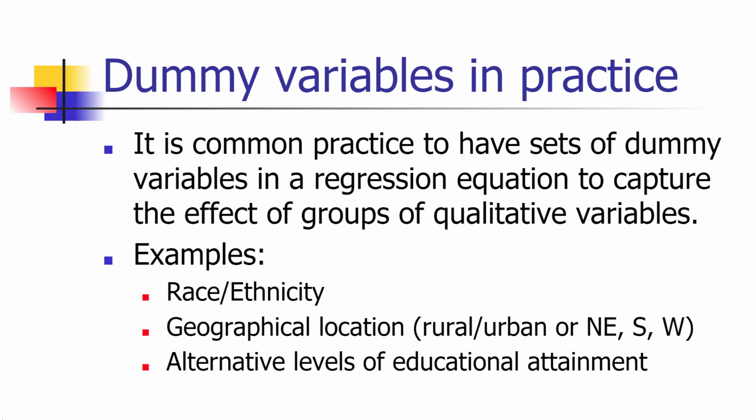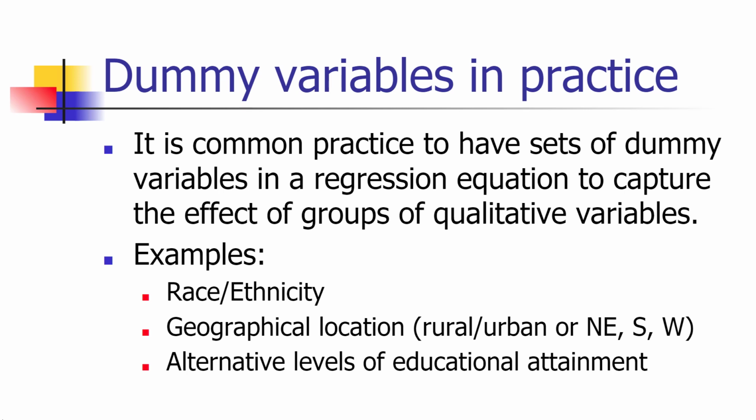Similarly, if we have different geographical regions, such as rural or urban, or northeast, south, west, and so on, and similarly for alternative levels of educational attainment, where we might have people who did not complete high school, people with a high school degree, people with an associate's degree, people with a bachelor's, a master's, PhD, or other alternative levels of educational attainment. In each of these cases, there is generally one dummy variable for each category.